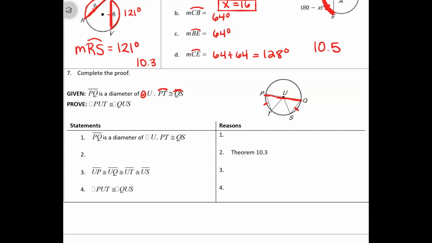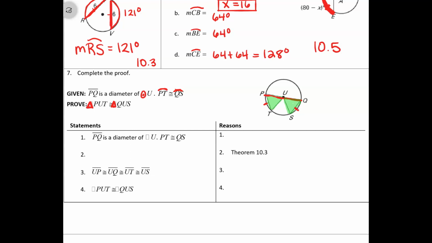And now it's wanting us to prove that triangle PUT, so I'm going to highlight that one here, this little triangle, is congruent to triangle QUS. So that little triangle right there. So this is triangles.